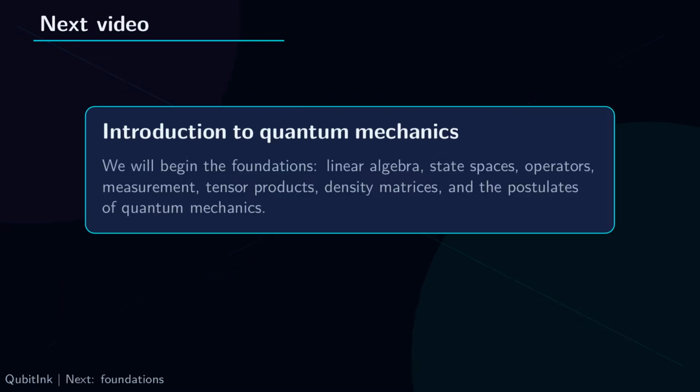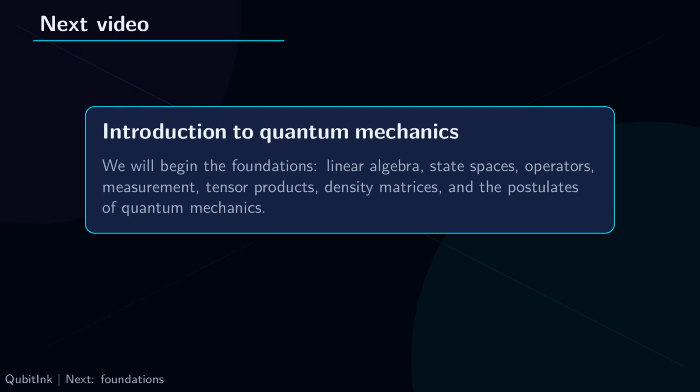The next video slows down and builds the mathematical foundation more carefully. We will begin the foundations of quantum mechanics: linear algebra, state spaces, operators, measurement, tensor products, density matrices, and the postulates of quantum mechanics. These tools are not optional background. They are the language in which quantum algorithms are written.